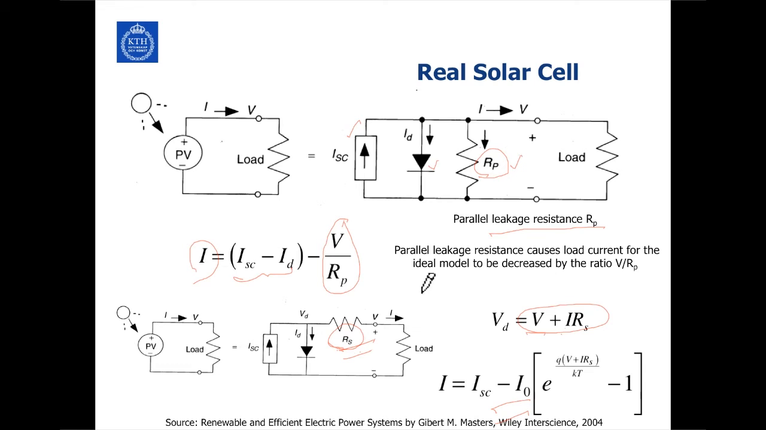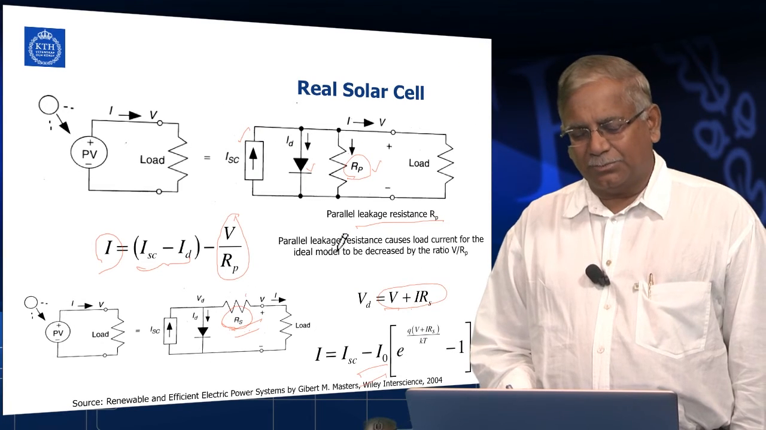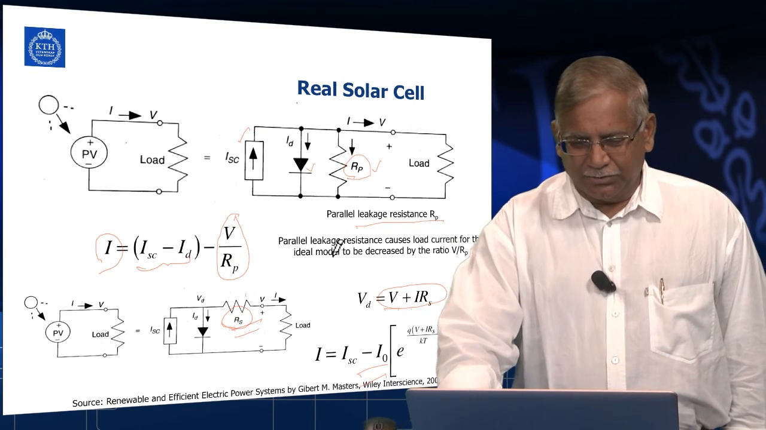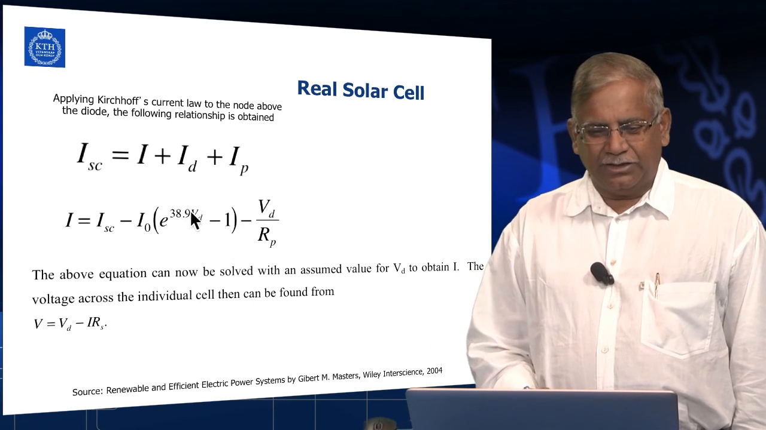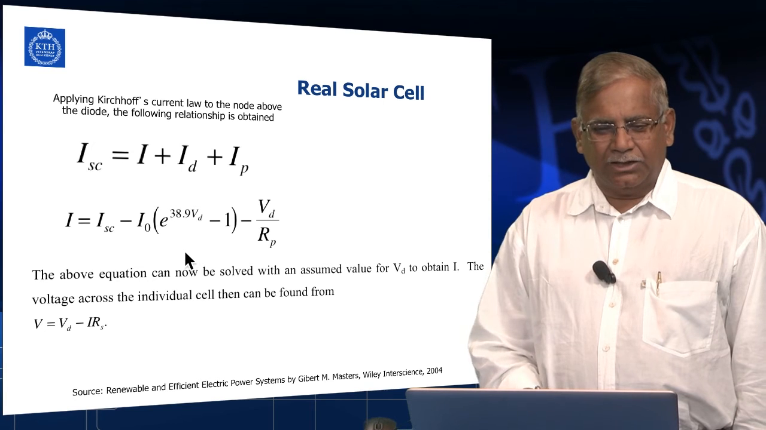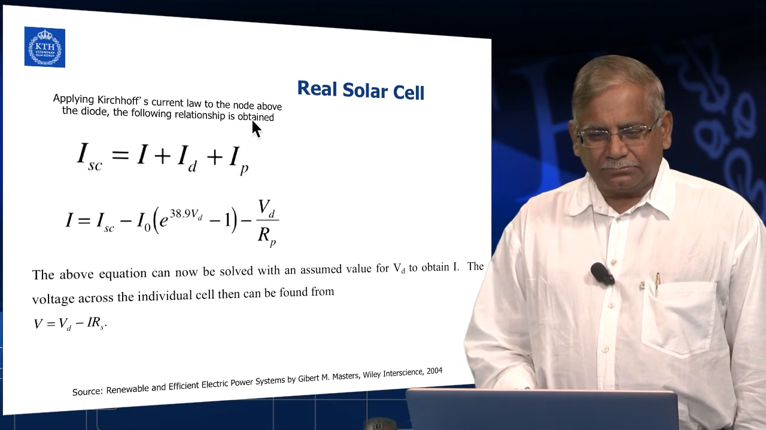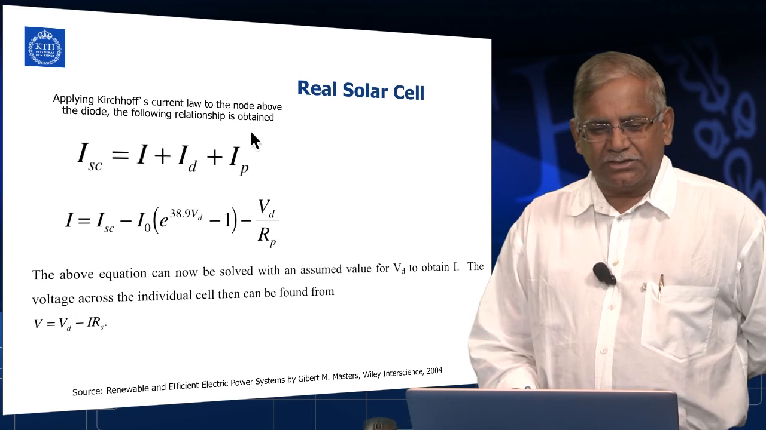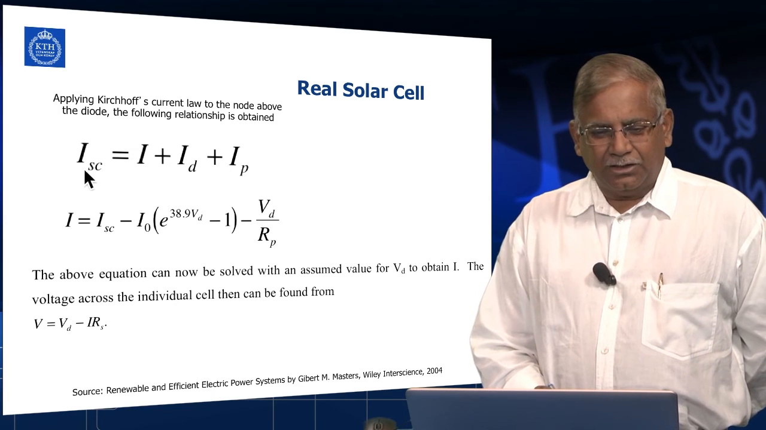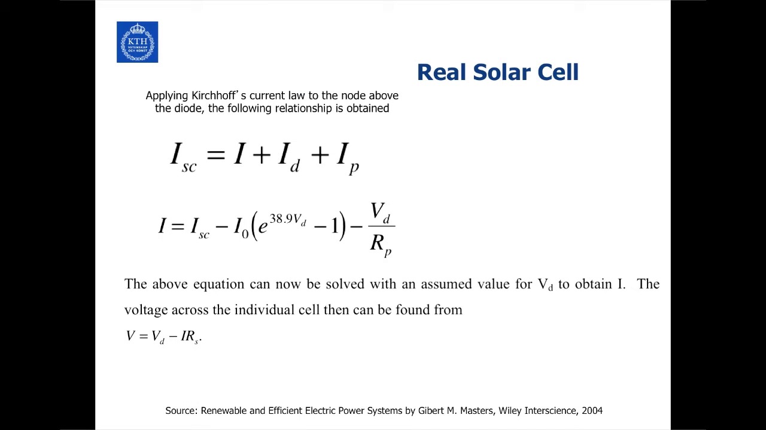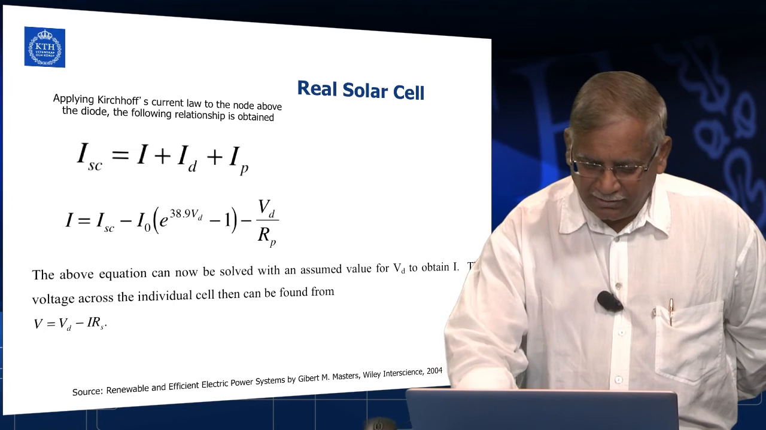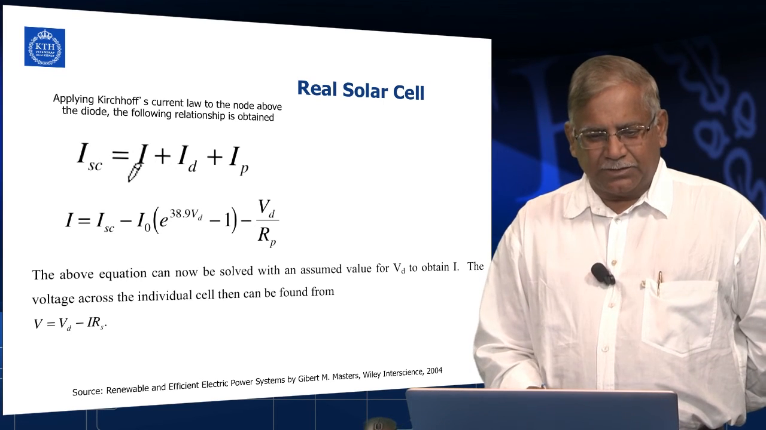So now what we can do is, because in a real solar cell we have both the serial resistance and the parallel resistance included, we will put both of them together, and that's what we did here. So we have both the serial and parallel resistances, and we can redo the Kirchhoff law. So this is applying the Kirchhoff law to the real solar cell, and we get this particular equation here.